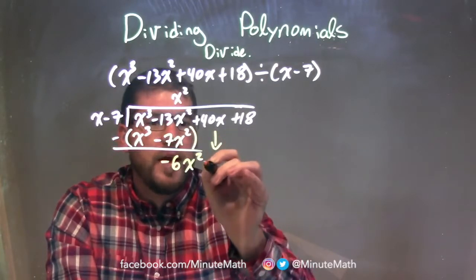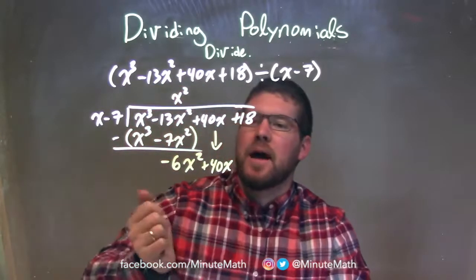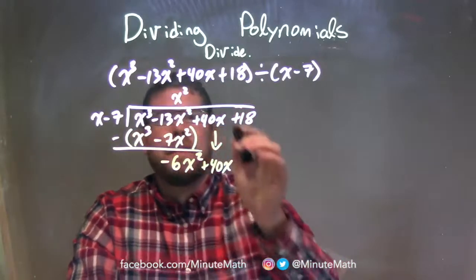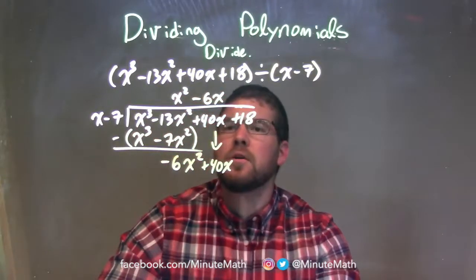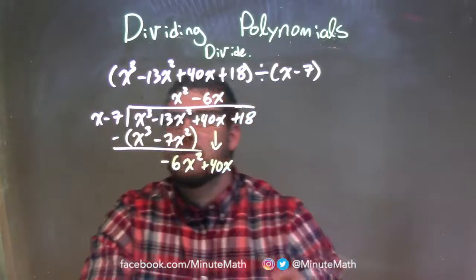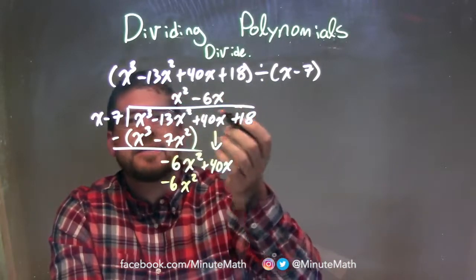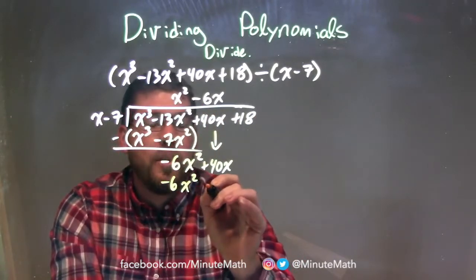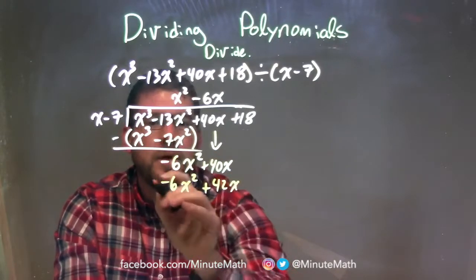Let's bring down 40x. Okay, 40x there. And we ask the same question. What times x gives me a negative 6x squared? And that's a minus 6x. Okay? So we're going to multiply. Minus 6x times x gives me a minus 6x squared, which it should. And the minus 6x times a minus 7 comes out to be a positive, right? A negative times a negative is a positive, 42x.